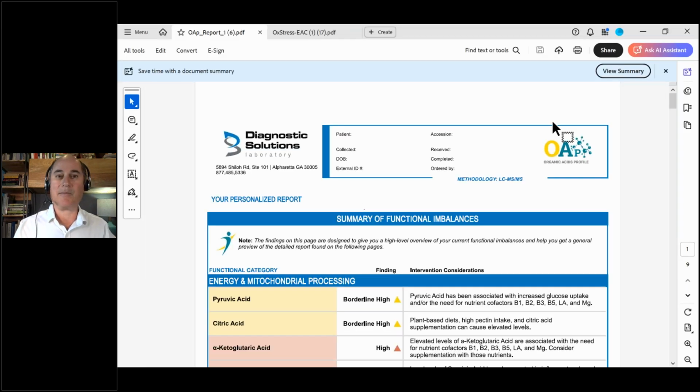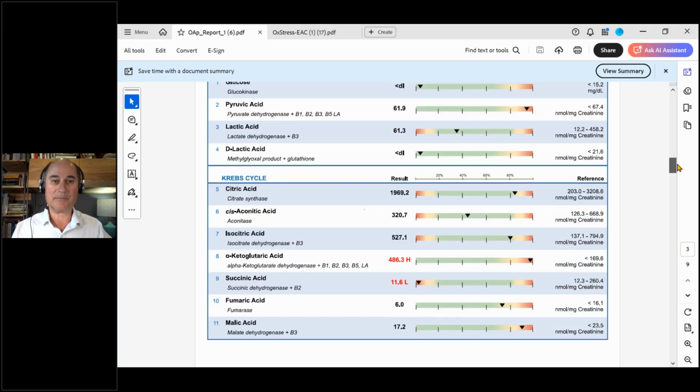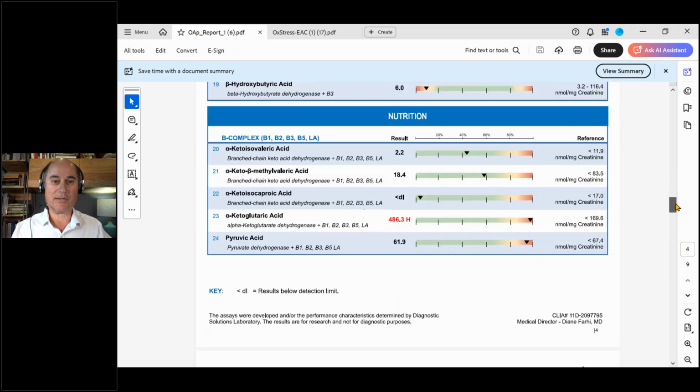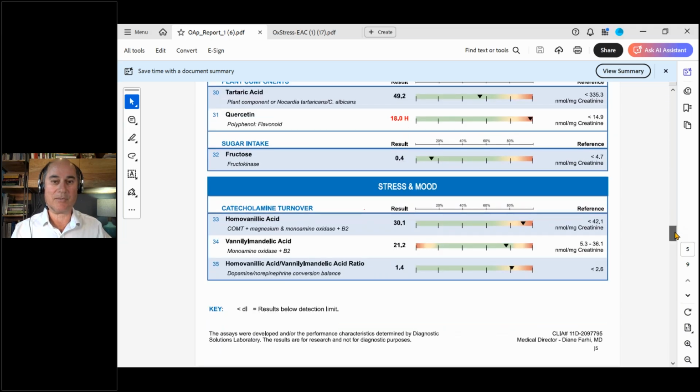In the meantime, let's give you guys a scenario here. So here's the Diagnostic Solutions Organic Acids Profile, and we're just going to skip down to the section of interest because there's a lot on here. Isn't there? There's so much on here.